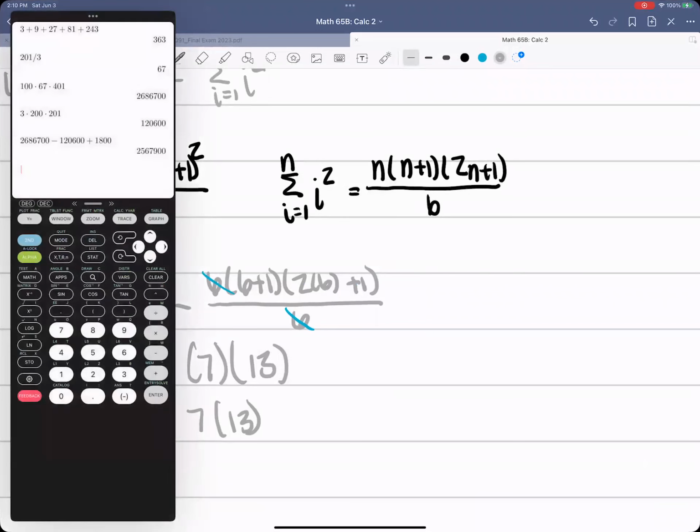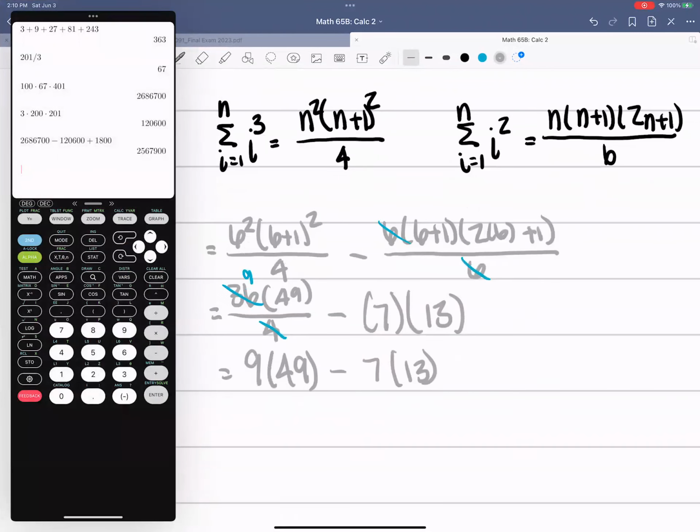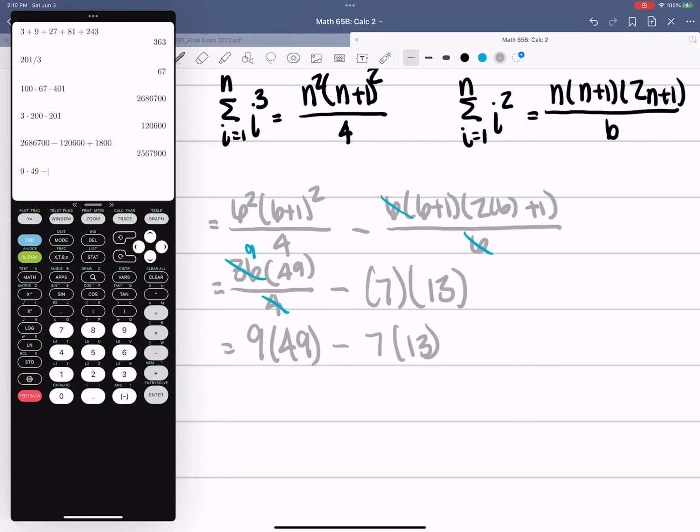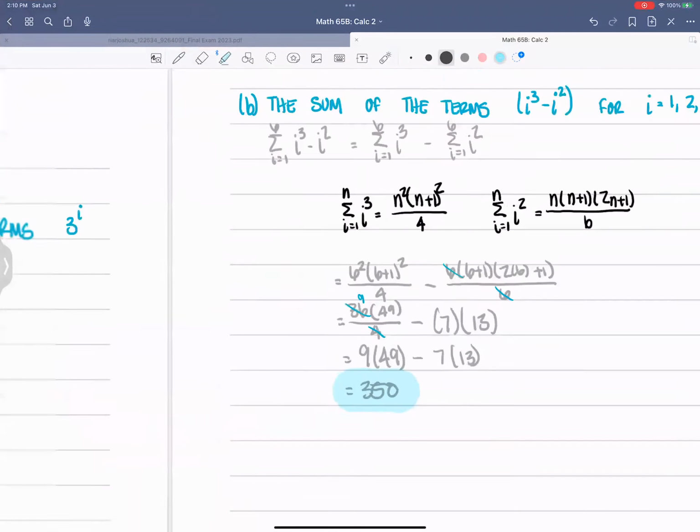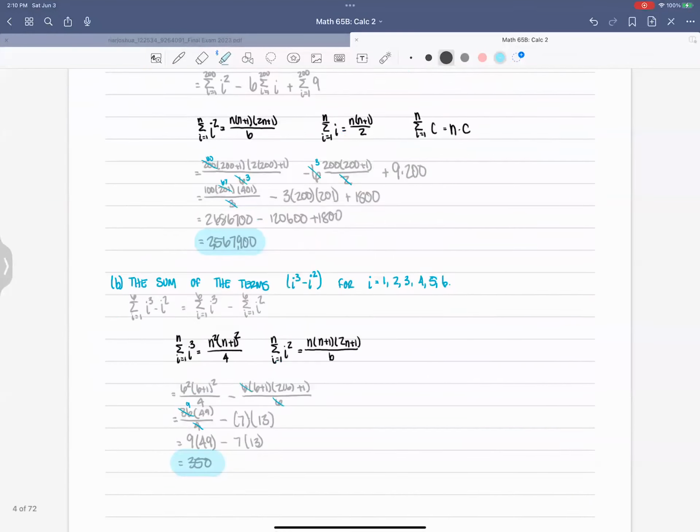All right, so we have 9 times 49 minus 7 times 13. That gives us 350. And there we go. That's our solution. And that's a solution to that whole problem.